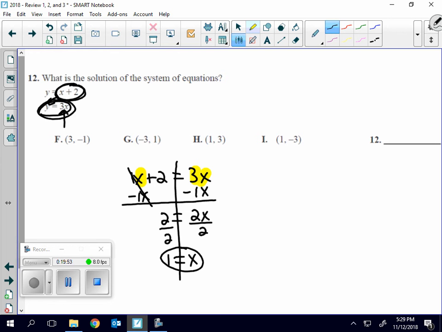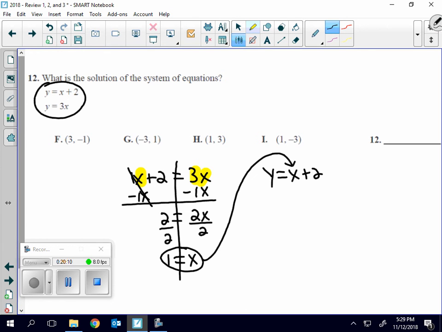Okay, once we have x, we need to find y by plugging x back into either one of these two equations. So I'm going to rewrite the top equation, which says y equals x plus 2. And now I'm going to plug this x in right here. So instead of x, it's going to be 1. So y will equal 3. Let's write that as an ordered pair. X comes first. It's 1, comma 3. And that is answer H.